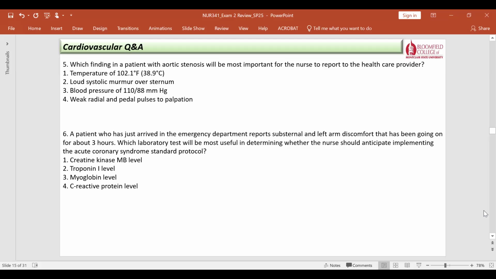Then you look at the three enzymes: CKMB, troponin, and myoglobin. CKMB and myoglobin are also going to be elevated in acute MI, but they are not as specific to the myocardial tissue and the heart as troponin.